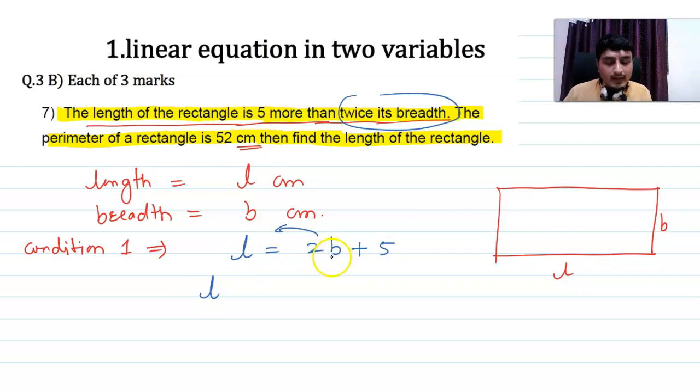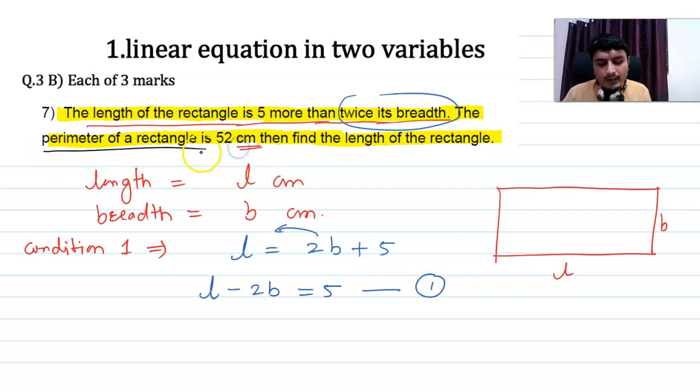L and B are the variables here. So L minus 2B equals 5, call it equation number 1. Now look at the second condition. We are given that the perimeter of a rectangle is 52 centimeters.